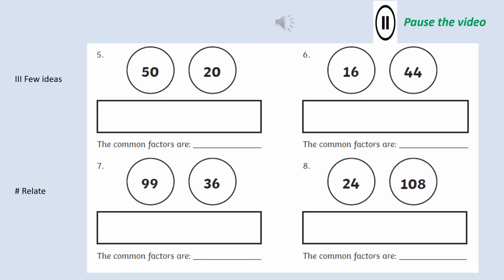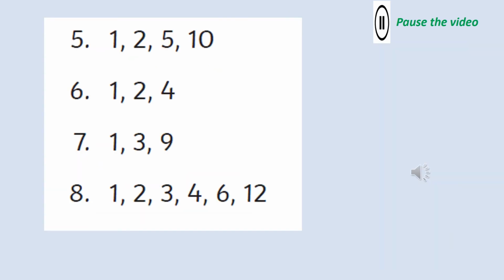Choose 2 of these questions to have a go at. 5 and 6 for few ideas, 7 and 8 for relate. Make sure you find all of the factors of both of these circled numbers. So for example, find the factors of 50 and find the factors of 20, and then you can identify the common factors. Pause the video while you work it out. How did you get on? Did you miss any? Pause the video while you mark.